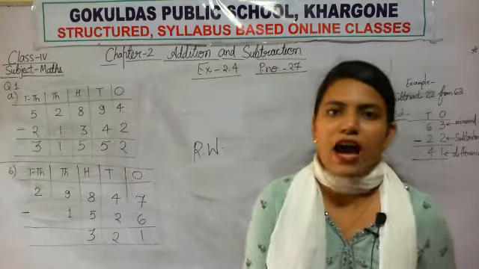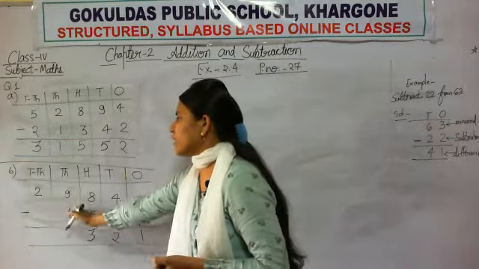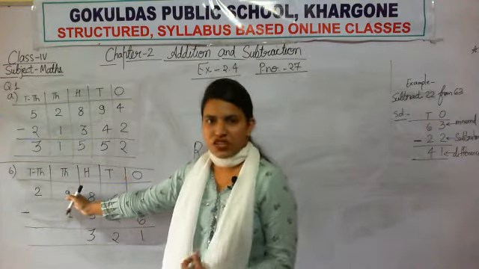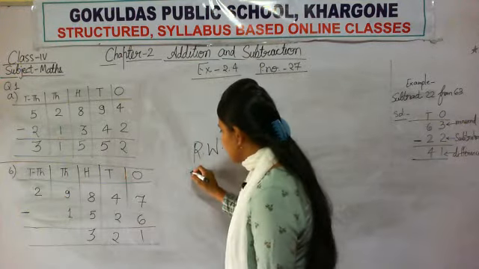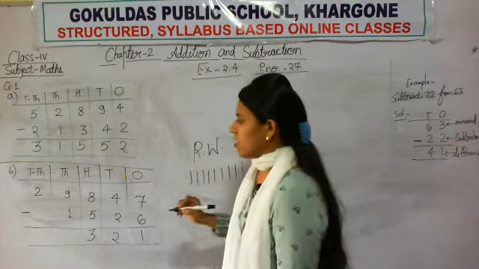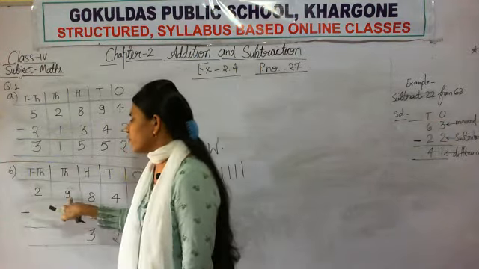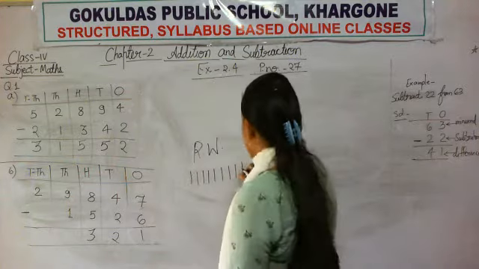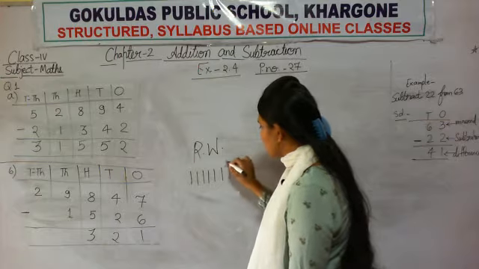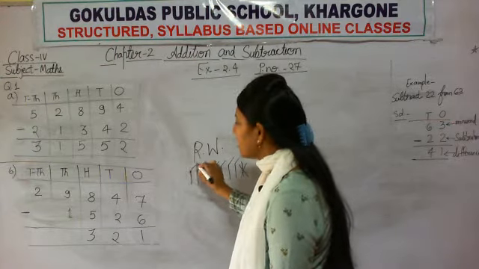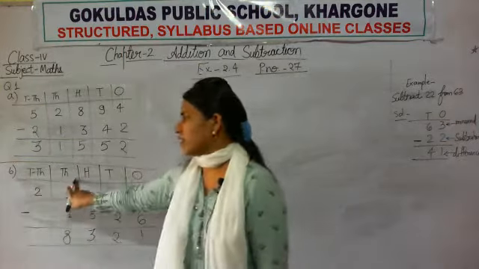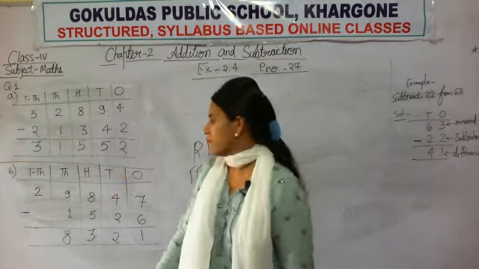Okay. Now move to the next column, that is thousands column. In thousands column our larger number is 9. So draw 9 sticks. 1, 2, 3, 4, 5, 6, 7, 8, 9. You want to subtract 1 from this 9. So remove 1 stick. Now count how many remain. 1, 2, 3, 4, 5, 6, 7, 8 sticks are remaining. So write this 8 in the thousands column.